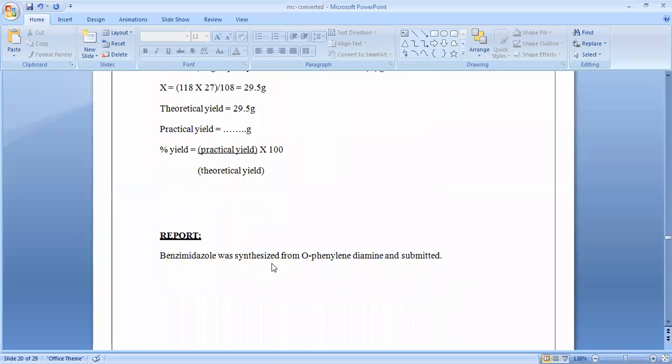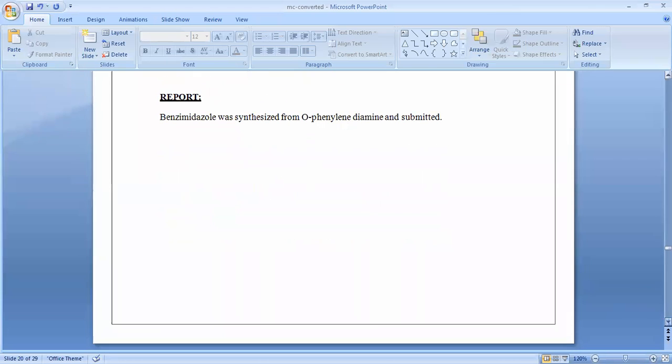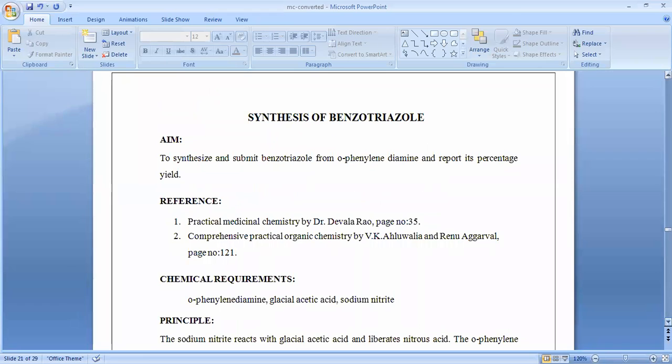The benzimidazole was synthesized from orthophenylene diamine and it is submitted. Now, this is the synthesis of benzimidazole from orthophenylene diamine. This is our first experiment. Now, our second experiment is the synthesis of benztriazole from orthophenylene diamine. So, how are we going to synthesize the benztriazole from orthophenylene diamine, and also we have to report the yield of the benztriazole.